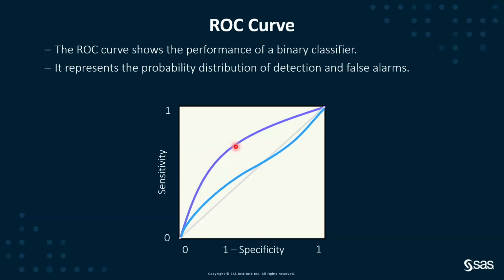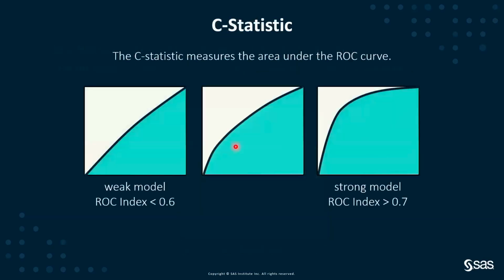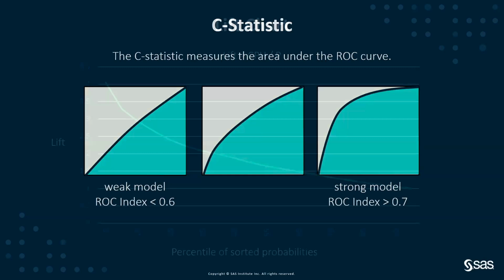Likewise, I could have the C statistic, which is the area under the curve, and I could use these thumb rules. For example, if the ROC index is less than 0.6, we have a weak model. Else, if you want a stronger model, we have an ROC index of more than 0.7, which we call a strong model. So these are all the items that are there.